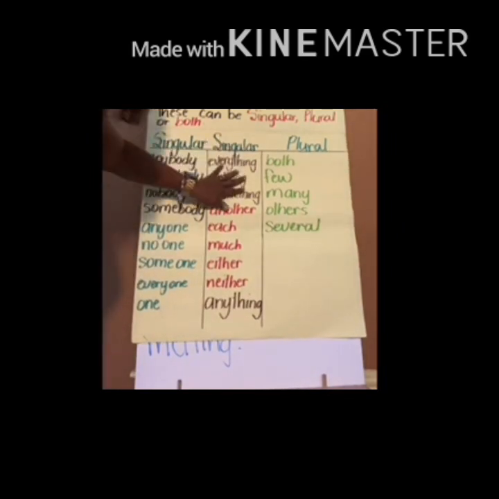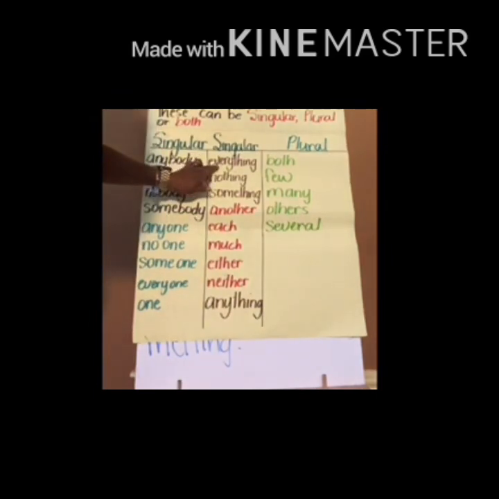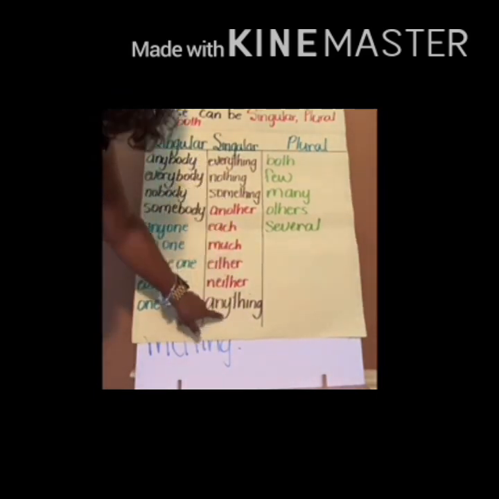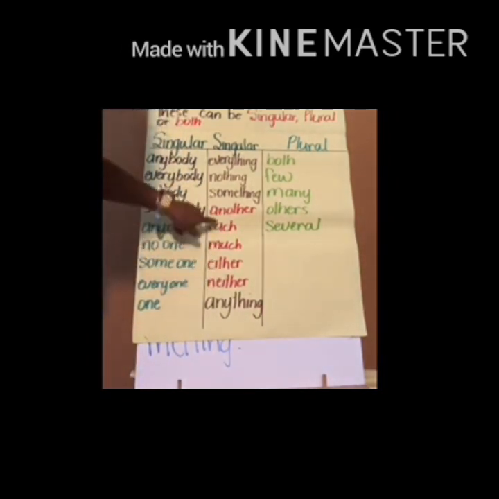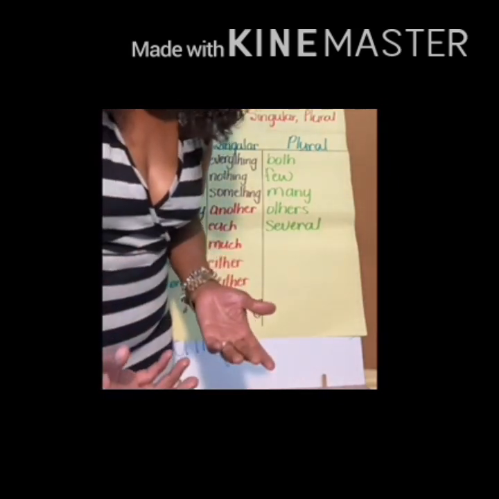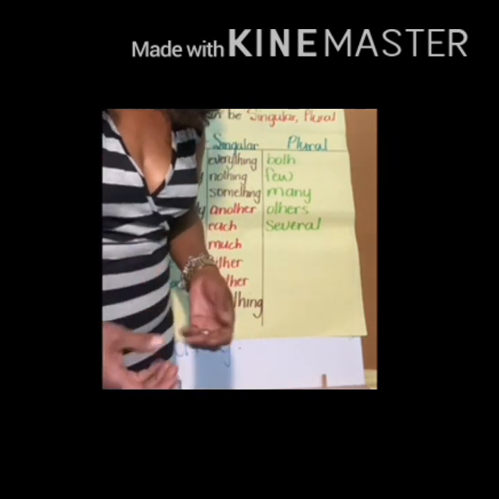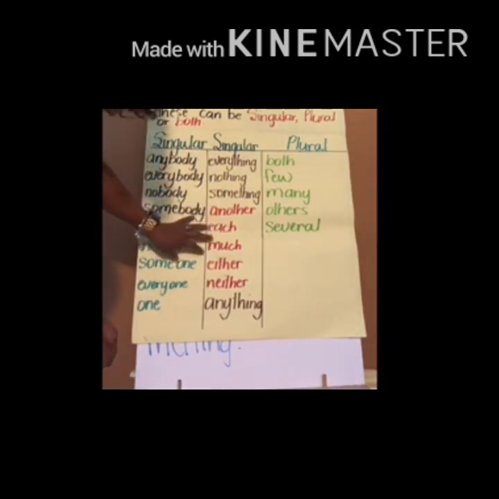These are my thing words. Everything, nothing, something, and anything was left out, so I put it here. So everything, nothing, something, anything. Those are my thing words. And then we have these in red: another, each, much, either, neither. Some people say either, neither. Pronunciation varies. All right. So again, these are all my singular indefinite pronouns.